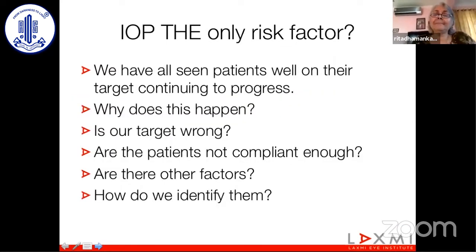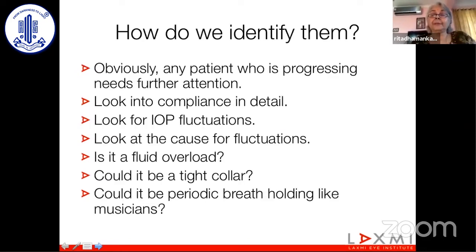We've all seen patients well on their target continuing to progress. Why does this happen? Is our target wrong? Are the patients not compliant enough? Are there other factors? And if so, how do we identify them?